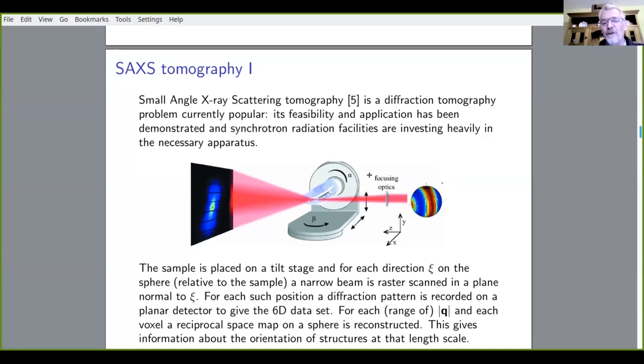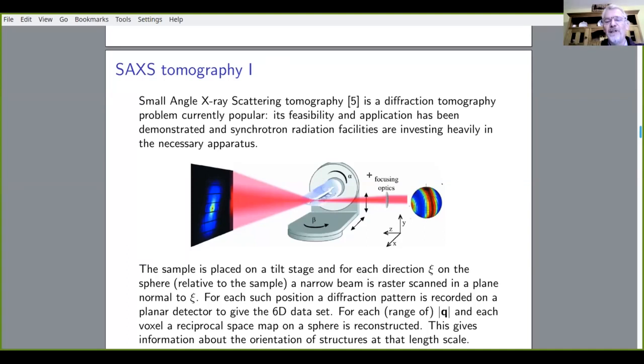And typically the protocol would be: fix the object in an orientation, raster scan it in X and Y, and then move it in steps, stepping around samples of points on the sphere. And for each of those, you measure a diffraction pattern with a camera.